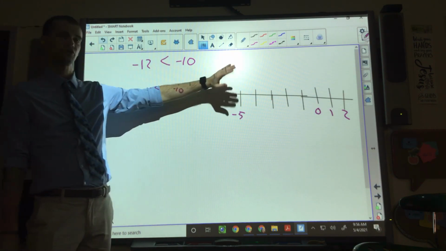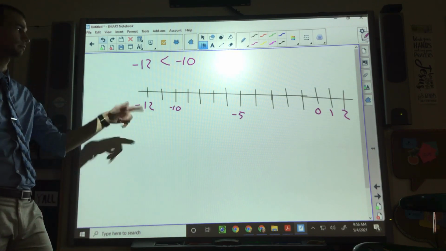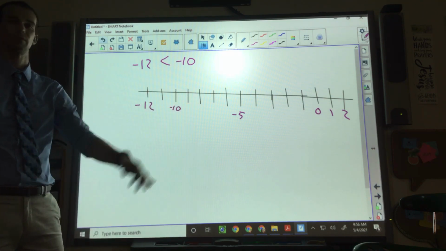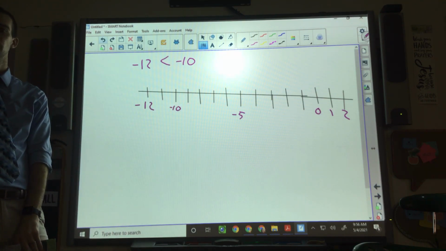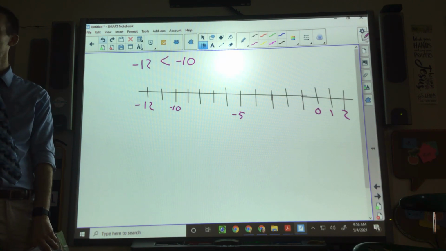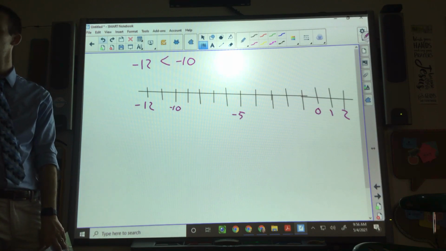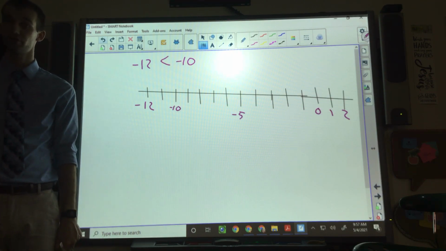And why couldn't you just say, hey, I don't need a number line, I'll just do it in my head? What mistake might you make with negative 10 and negative 12 if you did not have the number line? You might think that negative 12 is bigger than negative 10. Why might you think negative 12 is bigger than negative 10? Because positive 12 is bigger than positive 10.